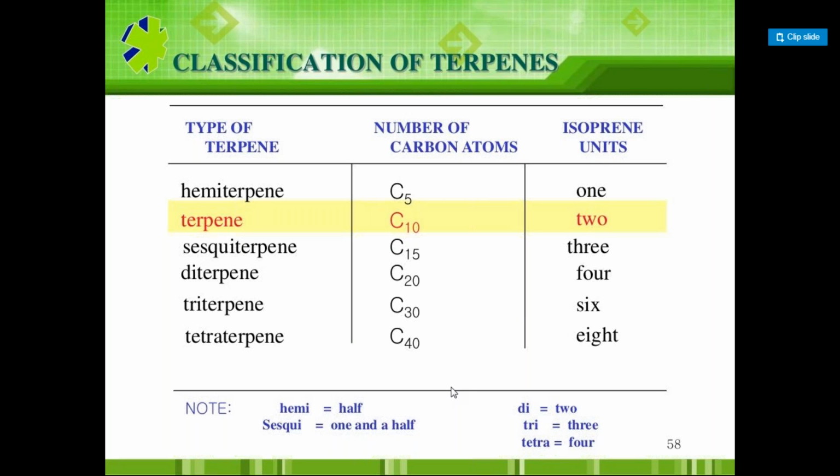triterpene. How many carbons does it have? 30 carbons. And how many hydrogens? 48. Very good. Next, coming to tetraterpene. It has C40. So what should be its formula in terms of isoprene units? C5H8 taken 8 times. So how many hydrogens does it have? 64. Very good. Next, what is the formula for polyterpene? C5H8 taken n times. Very good. I hope all of you are clear with this, isn't it?